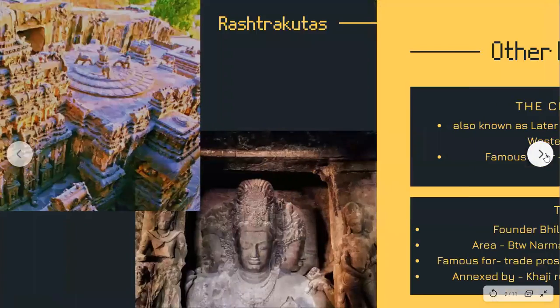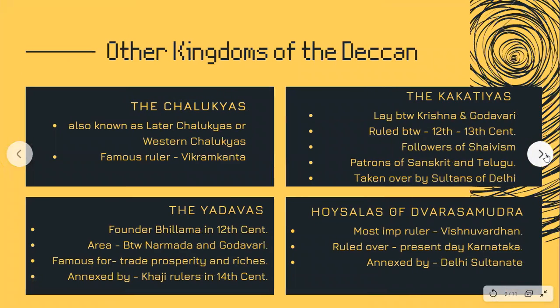On this note, let's study about other kingdoms of the Deccan. So you have 4 more kingdoms of the Deccan. You have the Chalukyas, the Yadavas, the Hoysalas, and the Kakatiyas, right? So the Chalukyas. Now, students, Chalukyas are also known as the later Chalukyas or the Western Chalukyas. The most famous Chalukya ruler is Vikram Kanta.